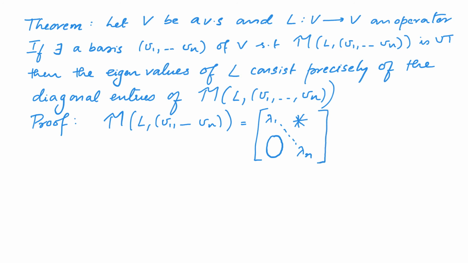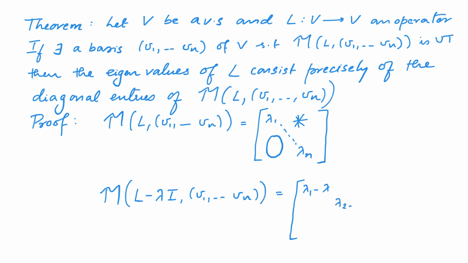If this is the case, then the matrix of the linear transformation L minus lambda I with respect to the basis V1, V2, V3, etc. up to Vn would be equal to the matrix that has its diagonal entries equal to lambda 1 minus lambda, lambda 2 minus lambda, so on up to lambda n minus lambda, and the entries below the diagonal are all 0 and we don't care too much about the entries above the diagonal.